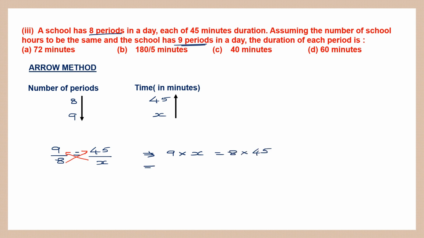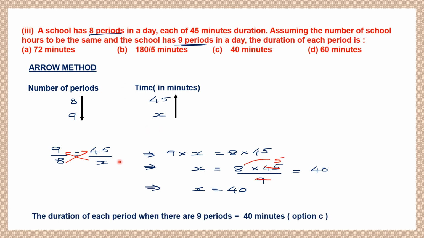Now we're going to find the value of x. X is equal to 8 into 45 by 9. Now cancel: 9 fives are 45. Multiply 8 into 5, which is 40. That means the value of x is 40. And what is x? Now x is the time in minutes. So let's write our answer: the duration of each period when there are 9 periods is 40 minutes. So this is our answer.